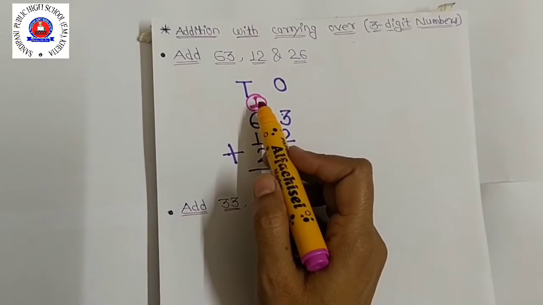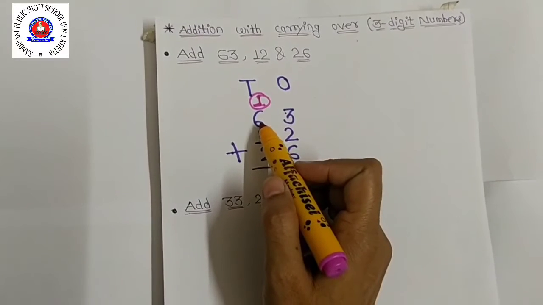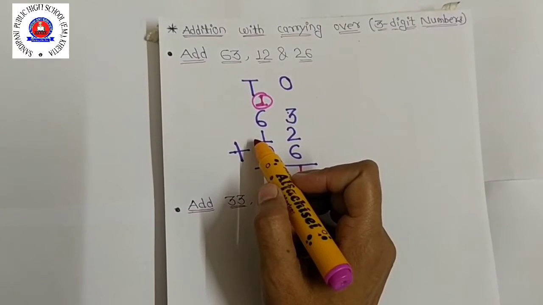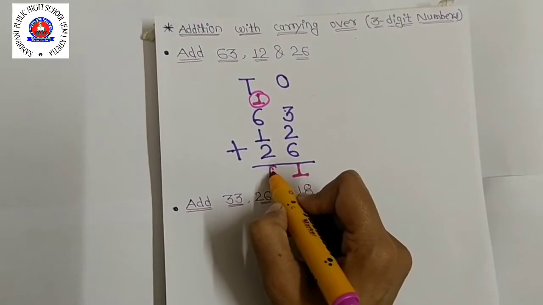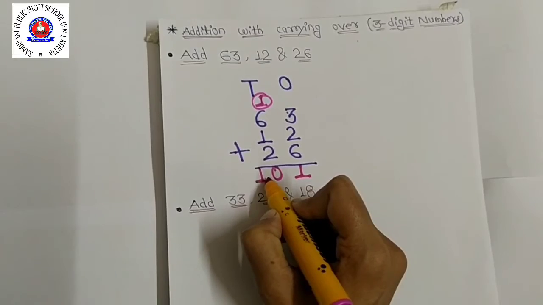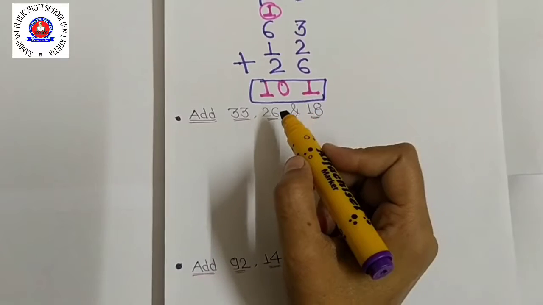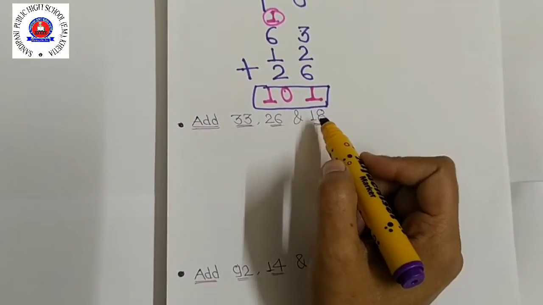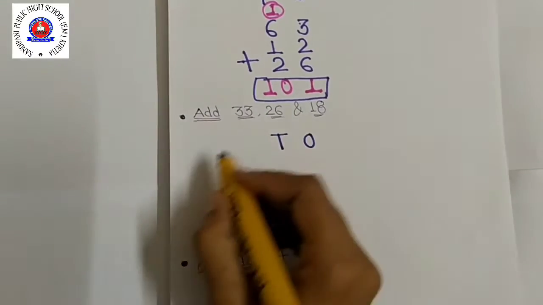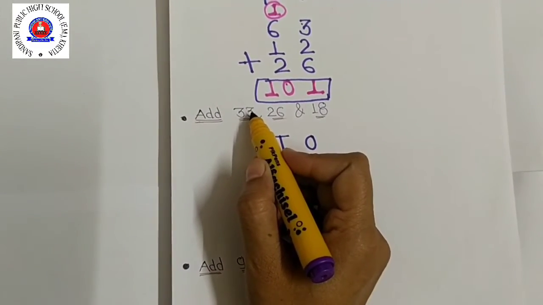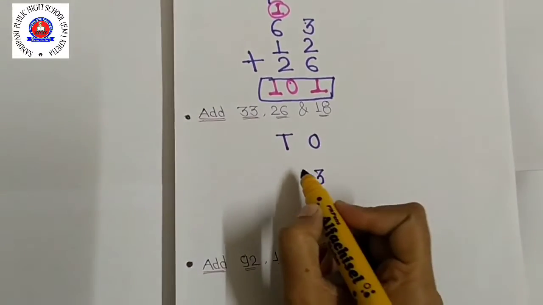Now add the digits in the tens column. So 1 is carried. So 1 plus 6, 7. 7 plus 1 is 8. 8 plus 2 is what? 10. So write here 10. Clear this one? Next, 33, 26 and 18. Write here ones and tens. So in 33, this 3 is written in the ones column, and this 3 is written in the tens column.